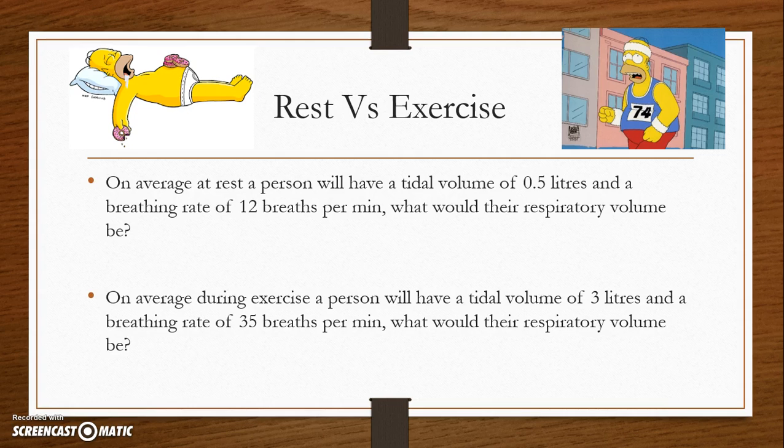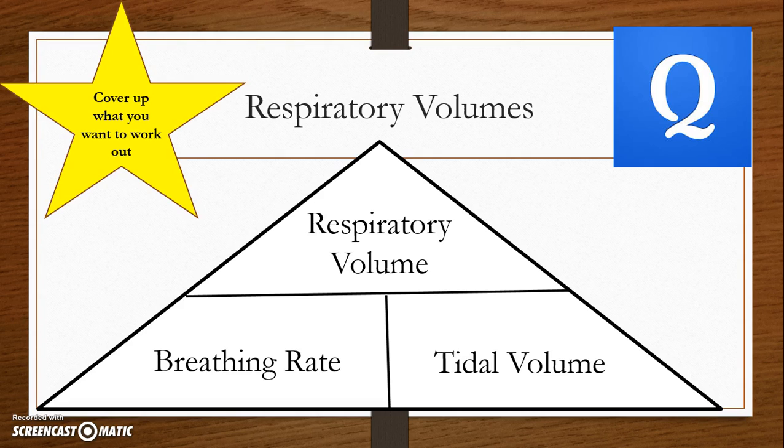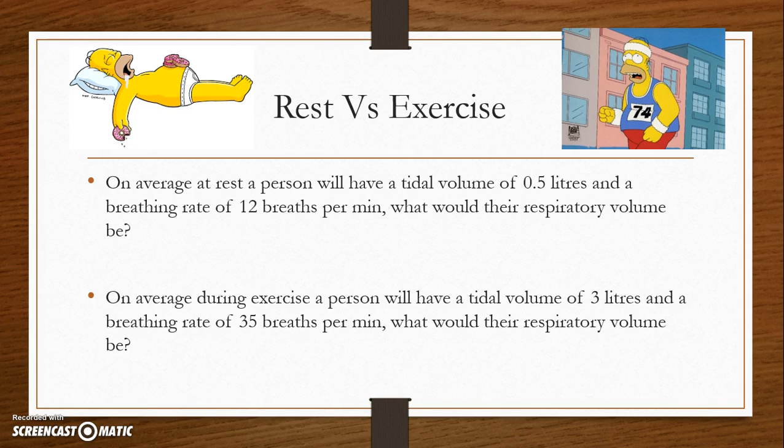So if we go back to our triangle, we want to know our respiratory volume. We cover up that respiratory volume. We know we need to do breathing rate times tidal volume, which would be 0.5 times 12 breaths per minute. What that will give you is 6 litres per minute of air going in and out of the lungs. And it will just be the same principle for below here. So have a go at that yourself. I won't give you the answer for that. Try and work that out utilising the triangle.